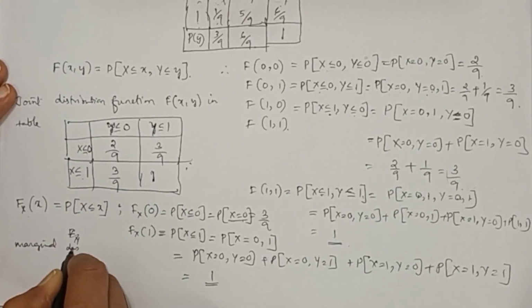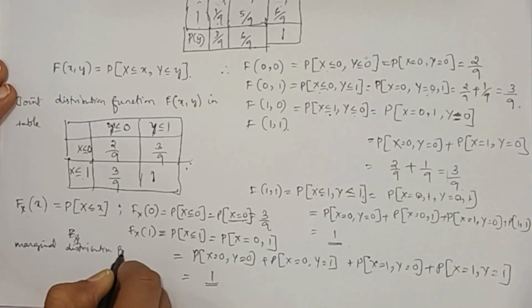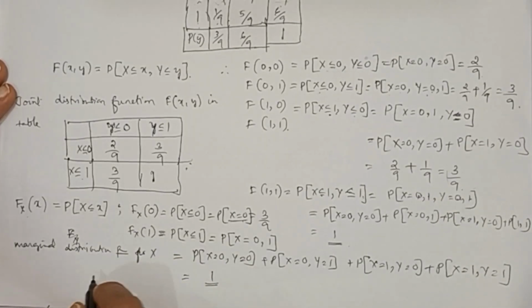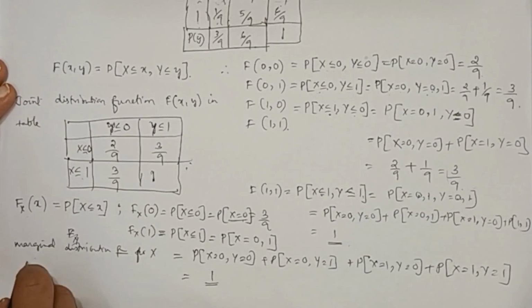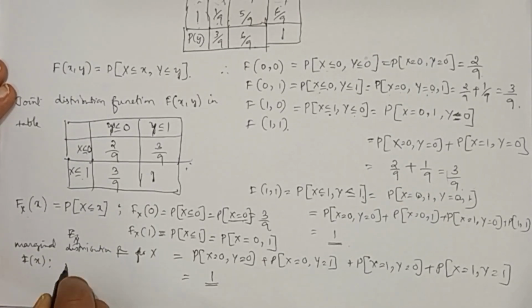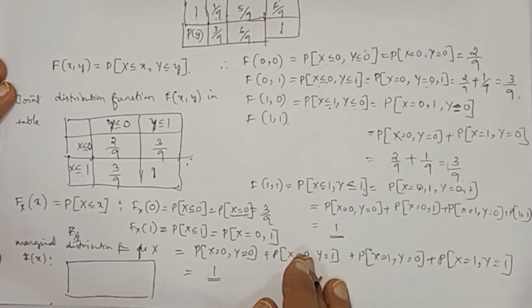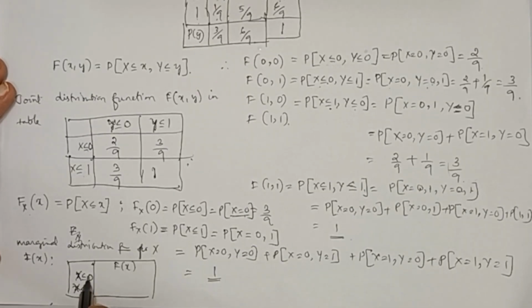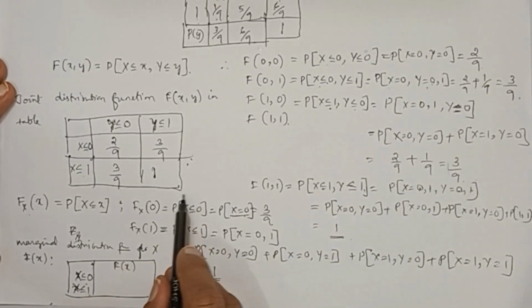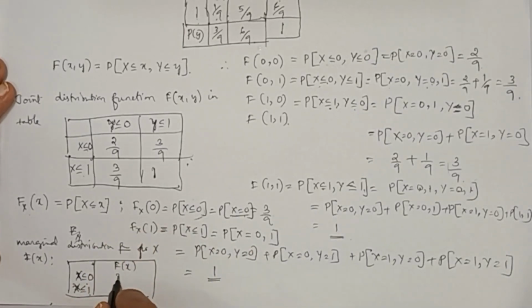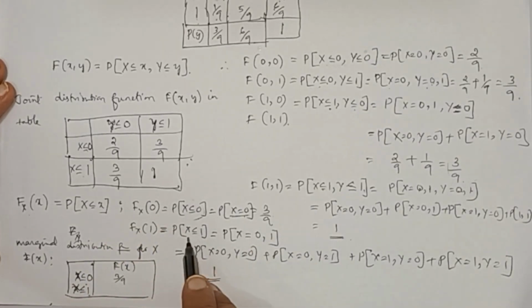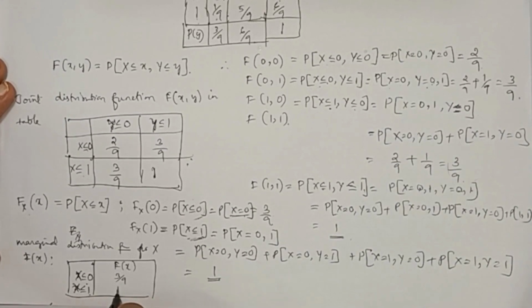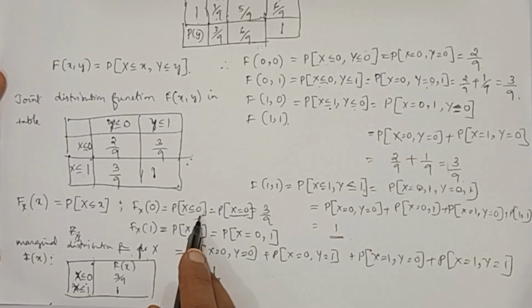Therefore, the marginal distribution function for X is denoted as F of x, and in tabular form it is written like this. Here it is F of x, with X less than or equal to 0 and X less than or equal to 1. For X less than or equal to 0, I got 3 by 9. Then for X less than or equal to 1, I got 1. Therefore, this is the marginal distribution function for the random variable X.